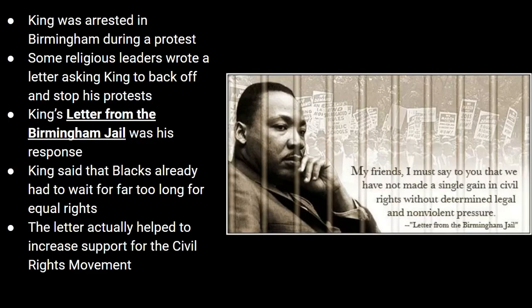Martin Luther King Jr. was arrested while in Birmingham, Alabama at one of his protests. And while he was in jail, some religious leaders from Birmingham wrote a letter asking King to back off. They were concerned about the tension that he was causing. Now, remember, Martin Luther King Jr.'s group was nonviolent, but these people were afraid that things might happen if they didn't stop. Well, as he's sitting in jail thinking about this, he pens his own letter called the Letter from the Birmingham Jail. And in this, he basically said that blacks have been waiting for centuries for their rights, and if they didn't push for them, nothing would ever change.